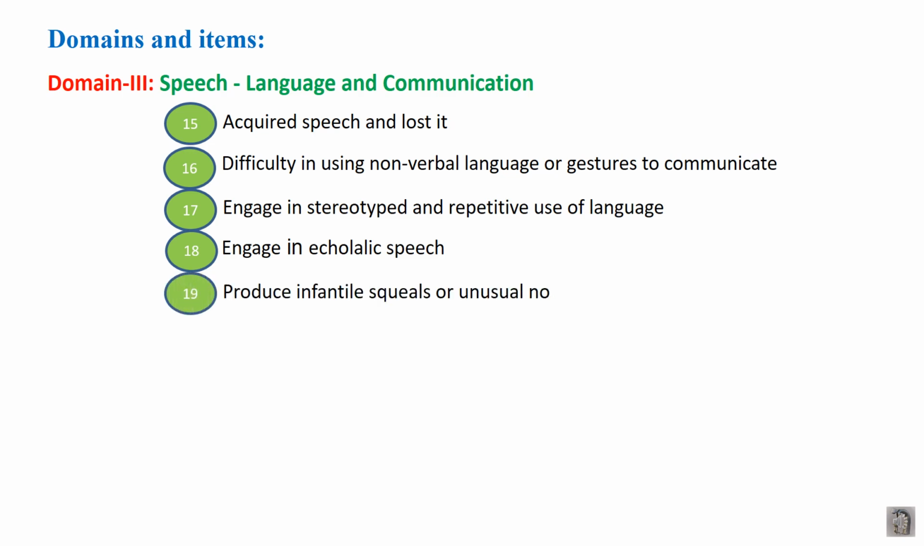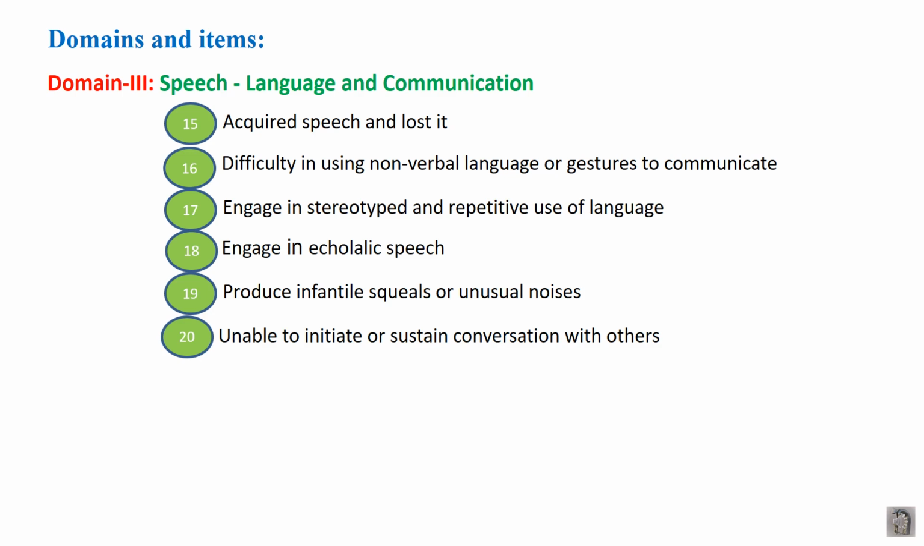Produce infantile squeal or unusual noises. Yes, children with autism may squeal or make different noises. It is unintelligible speech which may produce speech-like sounds, which are not clear. Then, unable to initiate or sustain conversation. That is very important. Unable to initiate means children with autism may not be able to initiate or sustain a conversation with others.